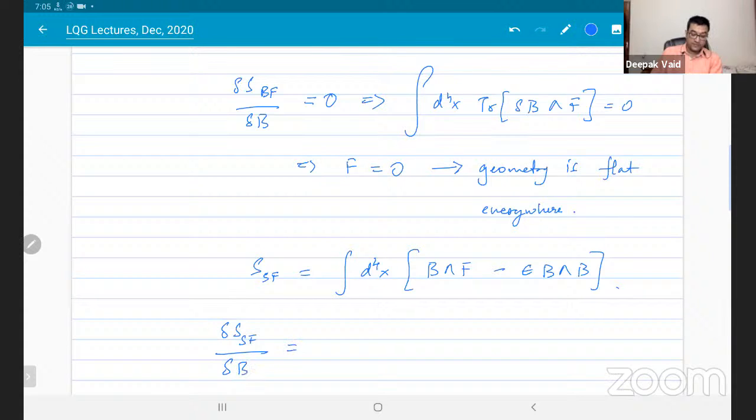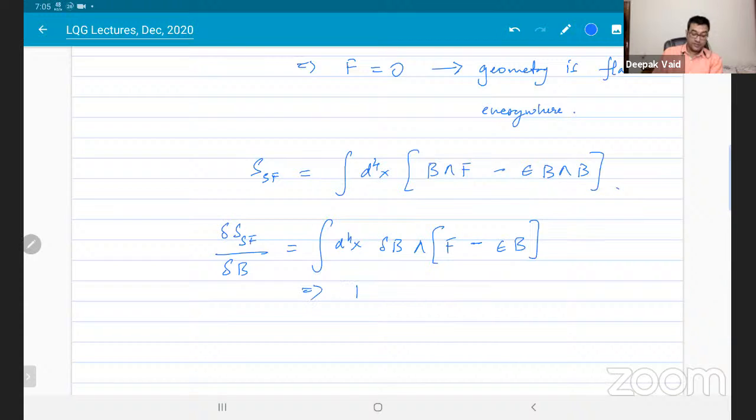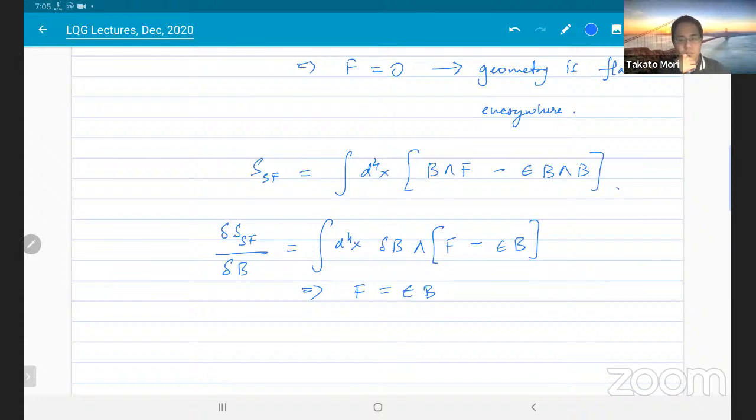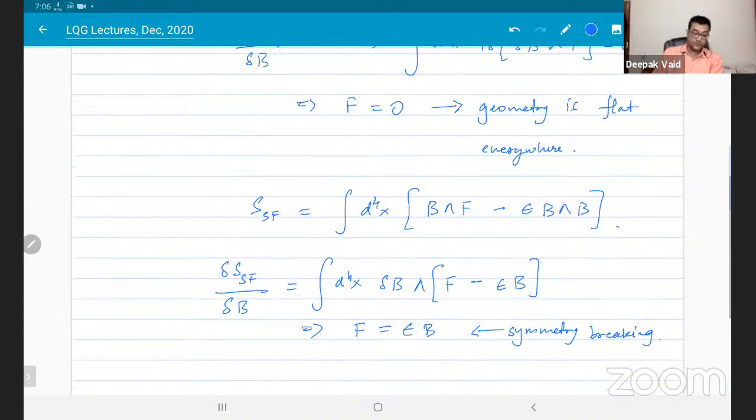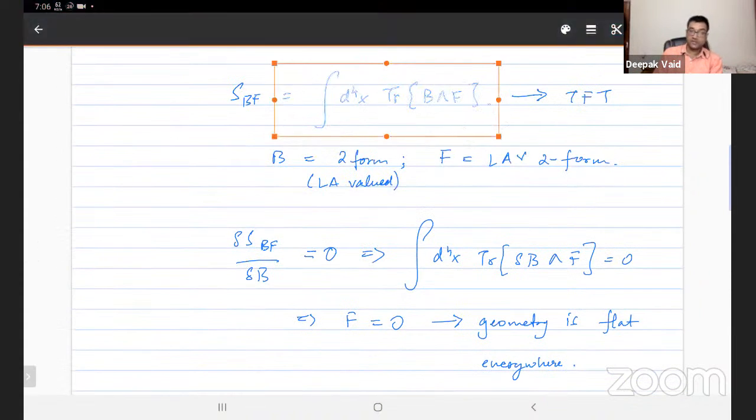And now you do the variation with respect to the B field, you get delta B wedge F minus epsilon B, right? So now this would give you the equation of motion that F is equal to epsilon B, right? So this is like a symmetry breaking. So this is like the unbroken state. This is the state with the unbroken symmetry.